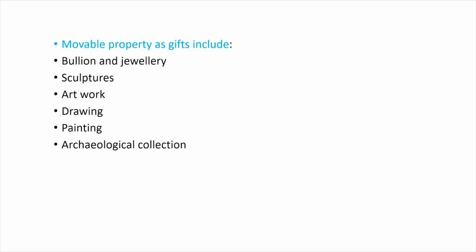So when we talk about movable property as gift, we say that all of this gets included. So we are talking about bullion. That means any coin, any biscuit, any bar that is made out of those precious metals, right? So gold, silver, platinum, all of that.